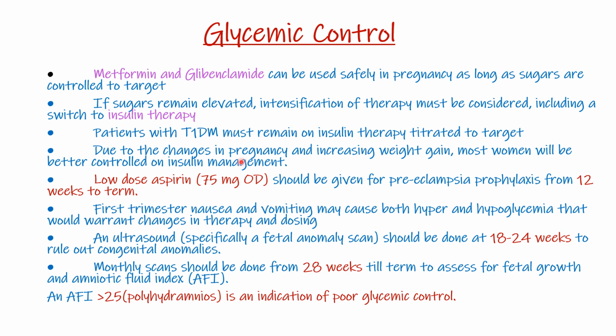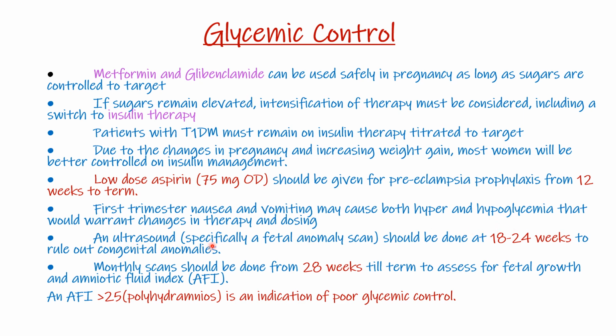One of the complications that diabetes predisposes a patient to during pregnancy is preeclampsia. So you usually start these patients on low dose aspirin, that is 75 mg daily, to be given for prophylaxis of preeclampsia from 12 weeks to term. And then first trimester nausea and vomiting may cause hyper and hypoglycemia that will warrant changing the therapy and dosing.